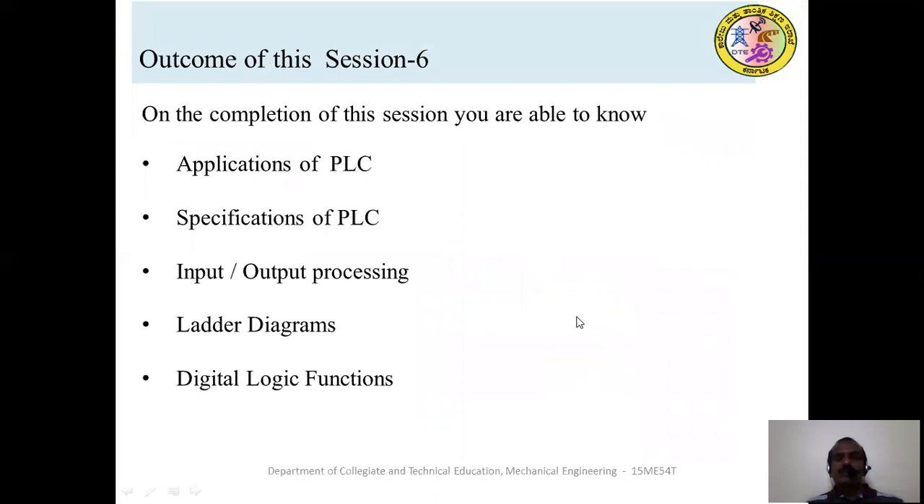On the completion of this session, the students are able to know the applications of PLC, specifications of PLC, input-output processing, ladder diagrams, and digital logic functions.